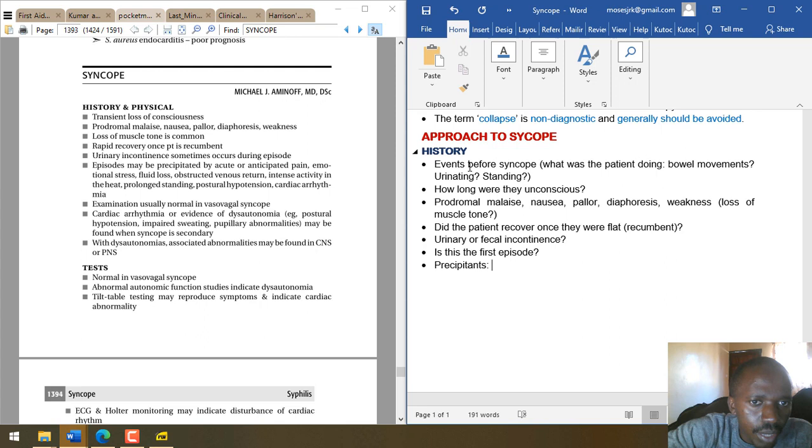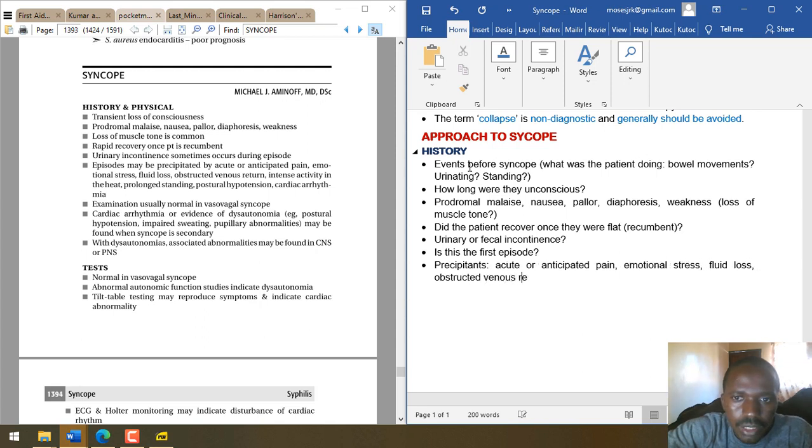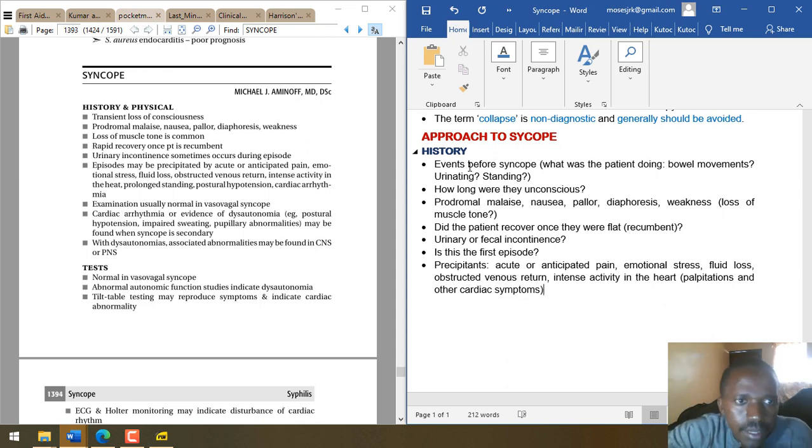So acute or anticipated pain, emotional stress, fluid loss, obstructed venous return, intense activity. In the heart, so I believe that would be maybe palpitations and other cardiac symptoms. Okay, what else? Postural hypotension. Oh, prolonged standing. I think that this goes hand in hand with the events before the syncope. Prolonged standing. Postural hypotension, when they get up from lying down flat.